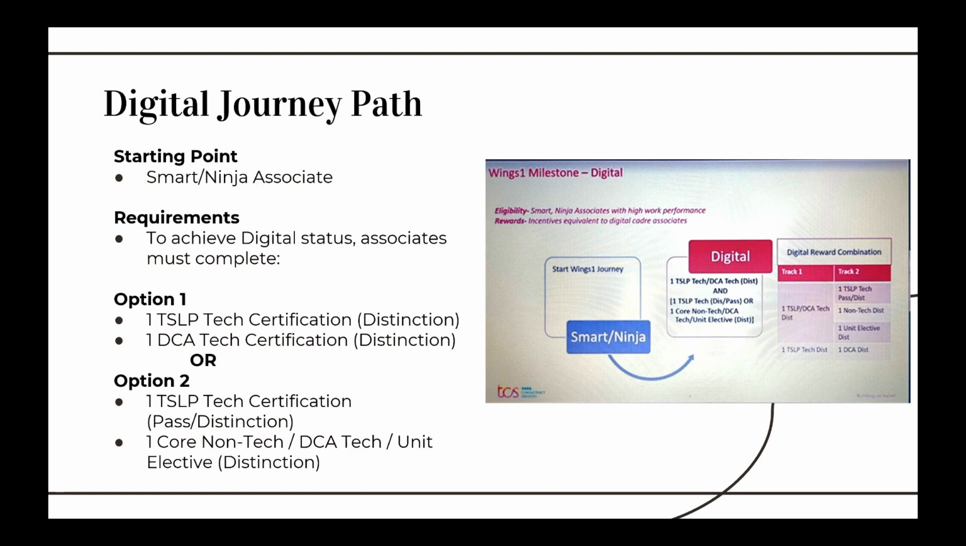First, either you need to clear the TSLP Tech Track with distinction, and the other is the DCA that you need to clear. So the DCA Tech Track and TSLP Tech Track, these two you need to clear, or what you can choose is the TSLP Tech certification that you can complete, and apart from that, you can complete either one non-Tech Track and one DCA Tech Track, or one unit elective. This we will learn more about in the next slide.